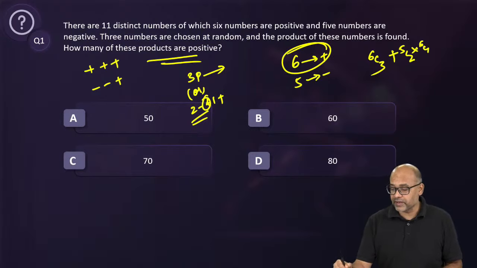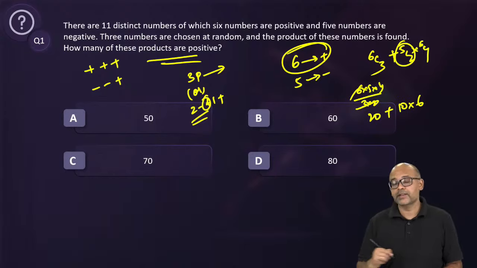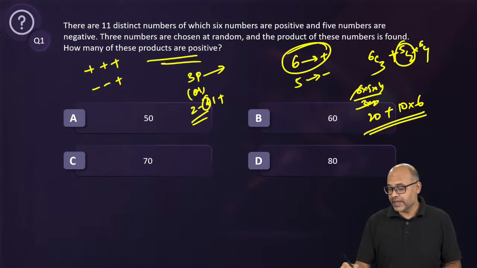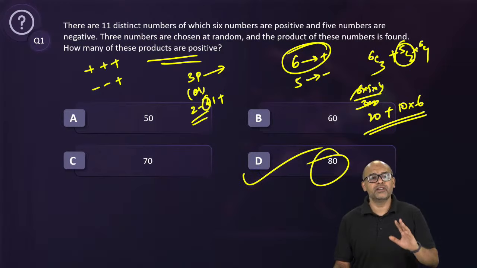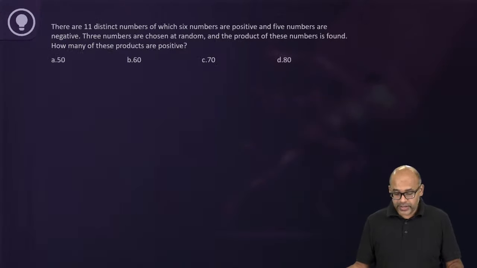1 positive is 6C1. So 6C3 is 6 into 5 into 4 by 3 into 2, which is 20, plus 5C2 is 10 and 6C1 is 6, which is 60, giving 80. The correct answer is option D, value 80. Very simple question, a warm up to start. Next question.